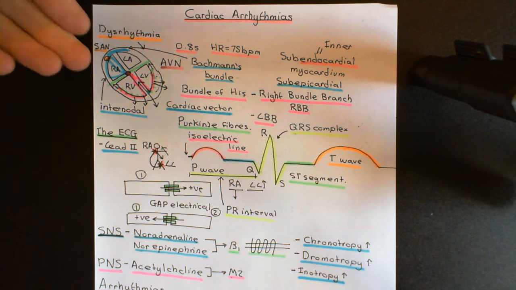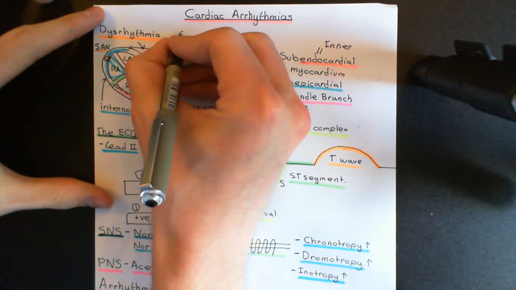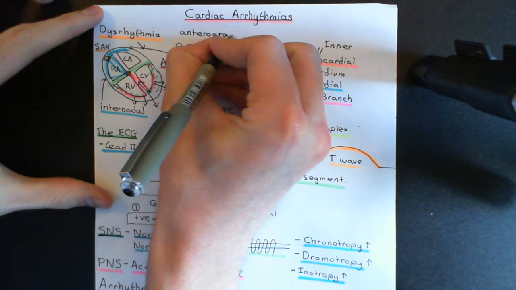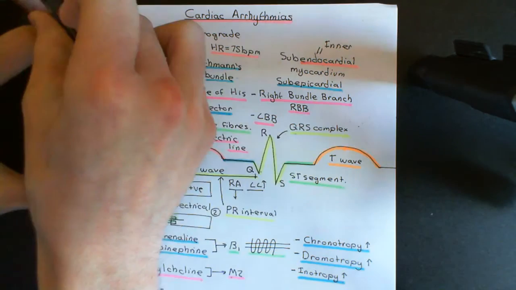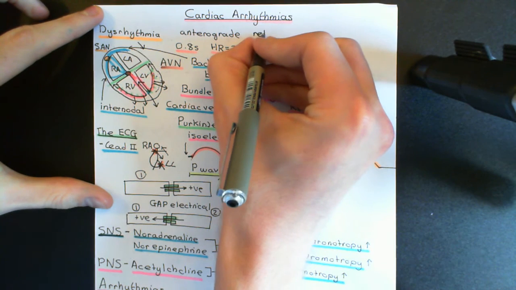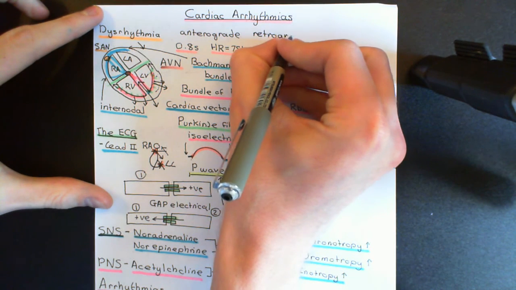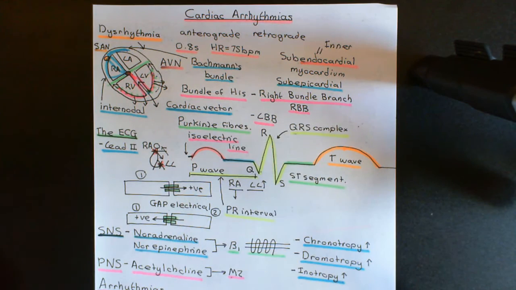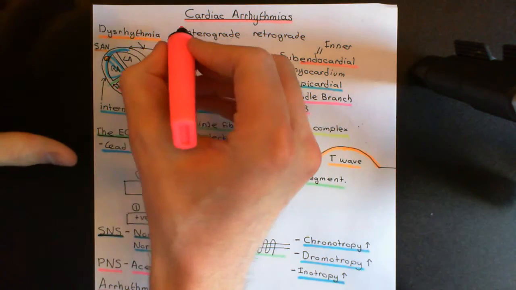So anterograde conduction, I'll put these key words down here. Anterograde conduction in the atria means conduction downwards in the normal direction. What we will get if the ectopic focus is low enough is retrograde conduction in the atria, where the electrical signal is going to actually conduct in the opposite direction.